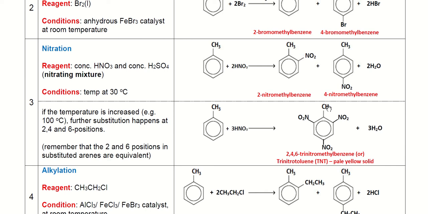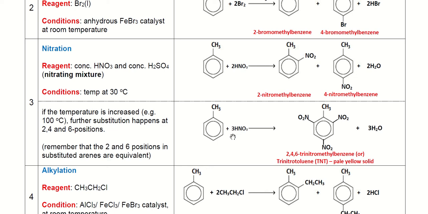What do you call this? The main parent chain is methylbenzene. So you will have 2,4,6-trinitro, because you have 3 of the same group, the nitro: trinitromethylbenzene. Or the famous name for this is trinitrotoluene. Maybe you are familiar with TNT, the one that you use to make explosions. It is a pale yellow solid.